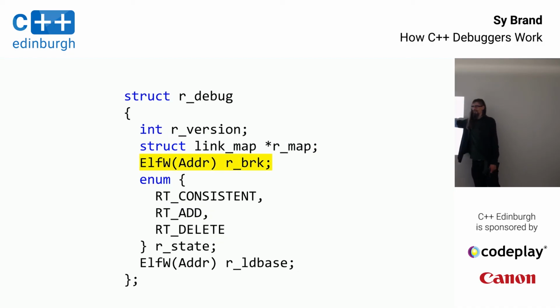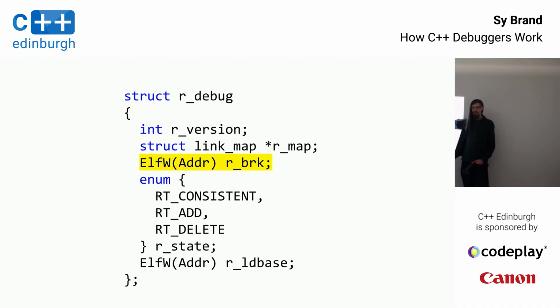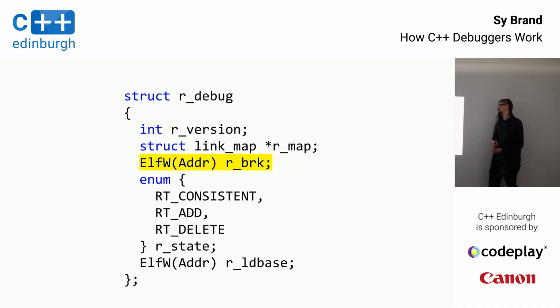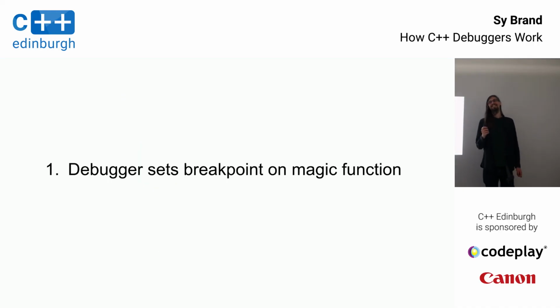So this thing, our break, this is kind of magic. It's the address of a function which is going to get called every time there's a change to what shared libraries are loaded. I'll say that again. Whenever you load or unload a shared library, the function which this points to is going to get called. So we can set a breakpoint on it.